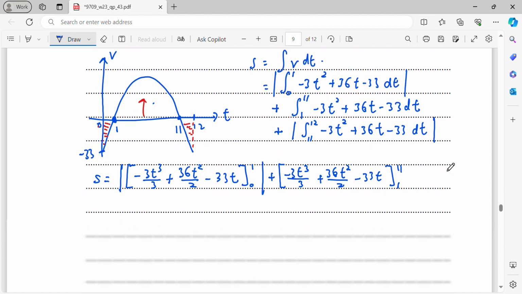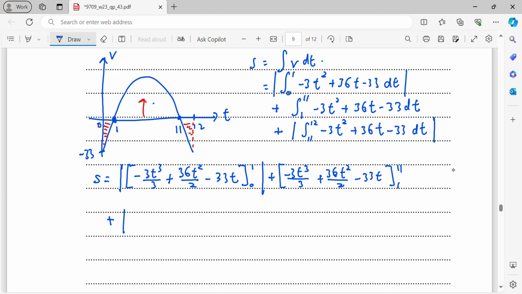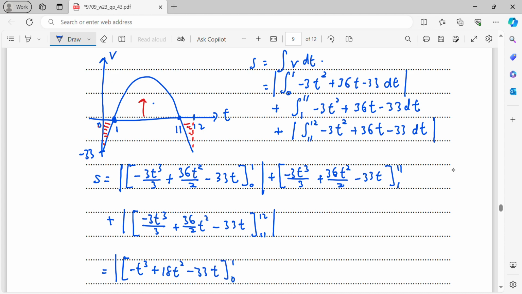Okay, same goes to the third integration. Just copy all the terms. Right, so now my working is, you see the first one is basically minus t cubed, right? So I will just write it is minus t cubed plus, then the second one is 18t squared. So I will just rewrite all of the rest.